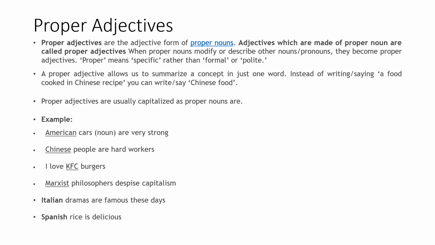Over here, all the underlined words are proper adjectives, and a few of them have been highlighted, like Italian dramas or Spanish rice. Over here, you can see that all of these proper nouns are modifying nouns. Some of them are modifying common nouns, and these are all examples of proper adjectives.